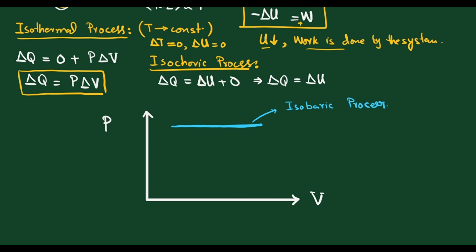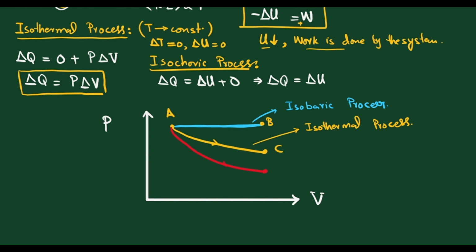And if the expansion goes like this, the system goes from A to B, here from A to B and here from A to C, then this process is called the isothermal process, in which the temperature remains constant. And if the curve goes like this from A to D, it is also an expansion, but it is an adiabatic expansion because its slope is much larger than the isothermal process. It is called the adiabatic process.